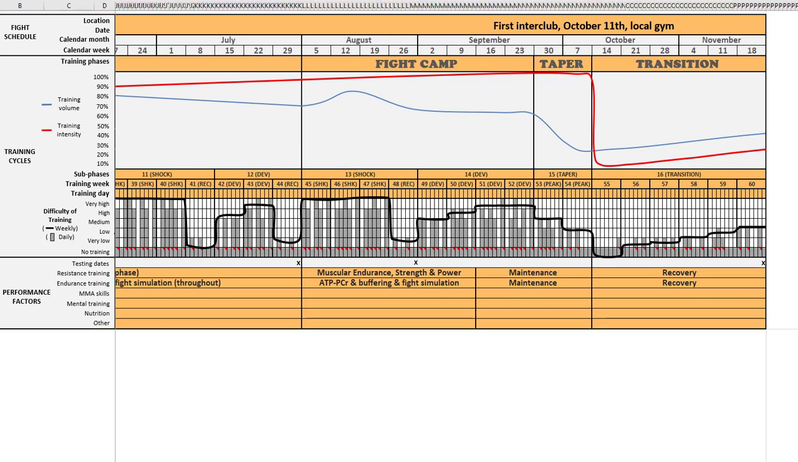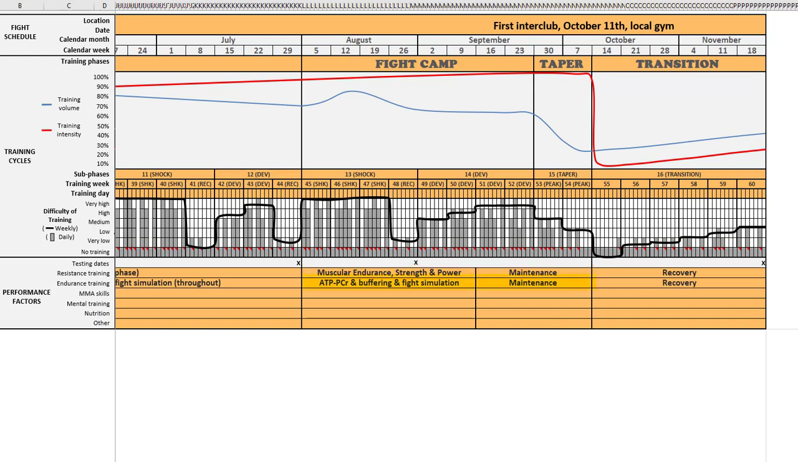Now, for the fight camp and taper, for resistance training, you'll focus on muscular endurance and strength and power training really evenly over the first 6 weeks of the fight camp. Then you transition to maintenance work for the last 4 weeks, which includes your taper. Again, this is because any training that you do in the 4 weeks or so before your fight will bring about an adaptation after your fight, which is rather useless. So rather than adaptation, we focus on maintenance of what you have and on dissipating fatigue to bring about a peak in your performance for your fight.